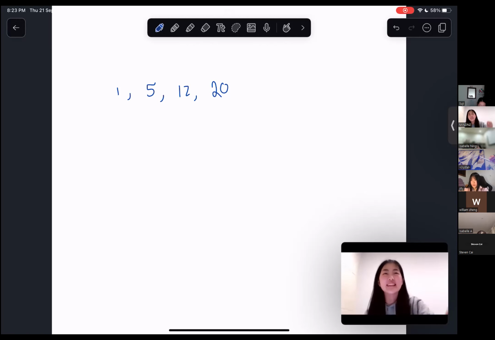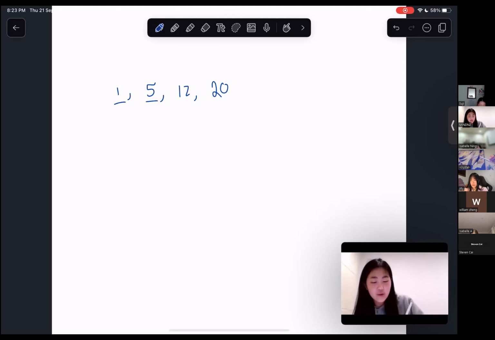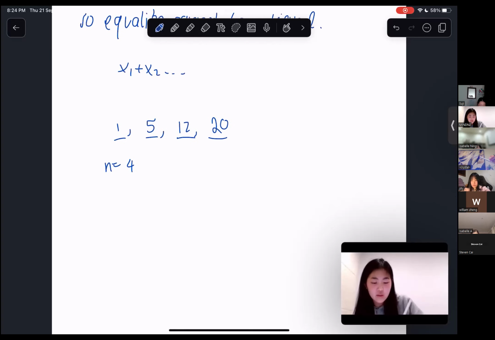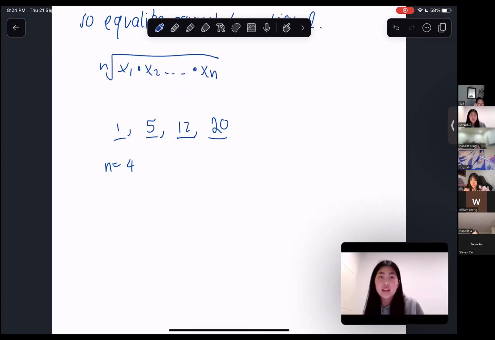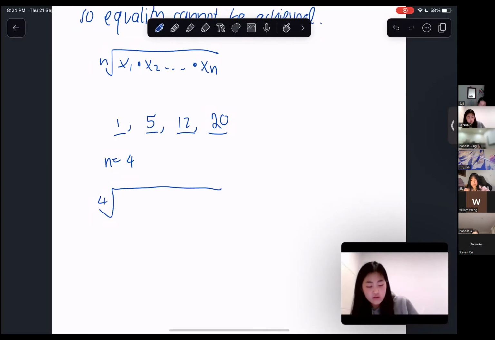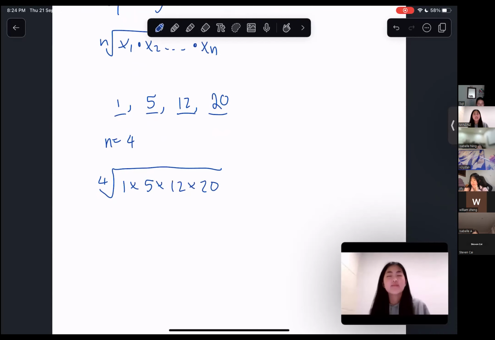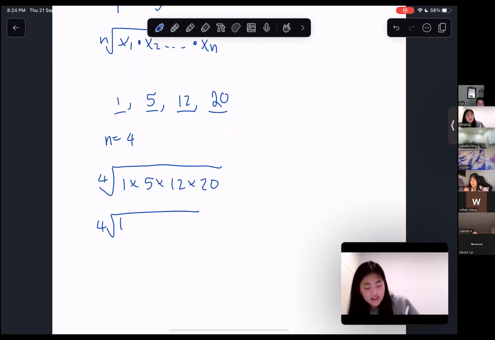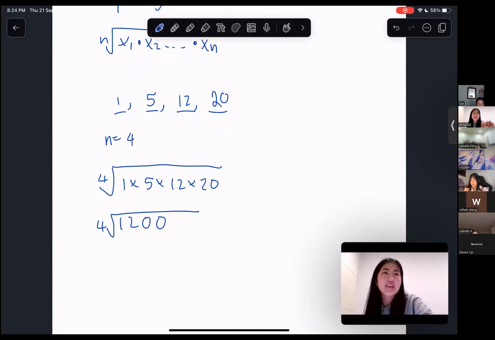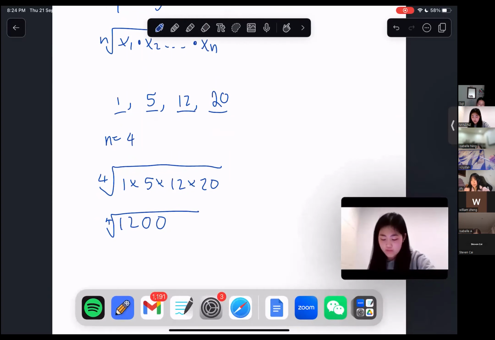I wasn't expecting people to actually calculate it, but the process to obtain it is this: we have 4 numbers, so our n would be 4. In our formula before it was the product x1 times x2, sorry, my bad, times xn, to the nth root. So in this case n is 4, and we use the 4th root of 1 times 5 times 12 times 20, which would be 1200, I think. I wasn't expecting people to calculate it, but that's how we'd get the geometric mean, so everyone knows how we'd actually use it. Cool, and we'll move back.